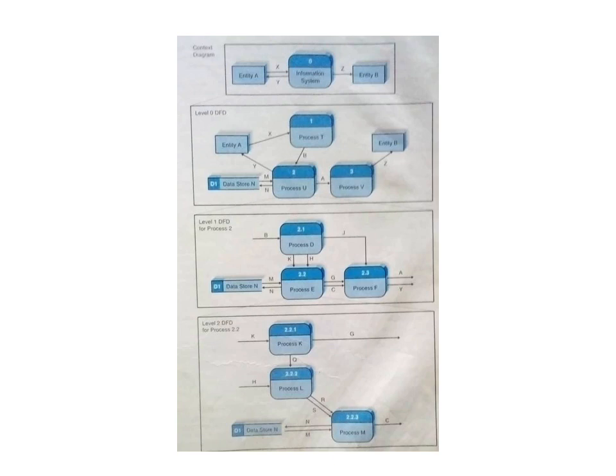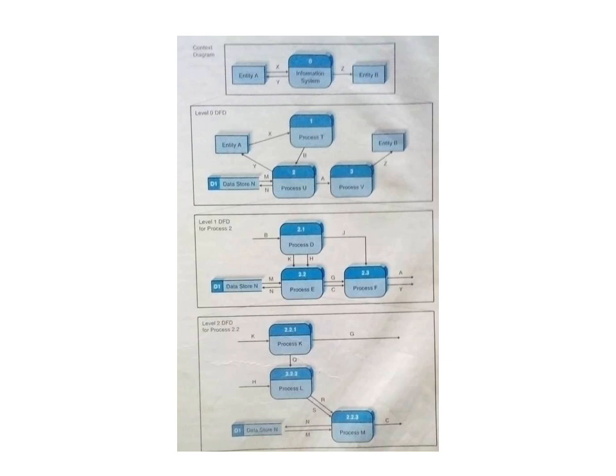So at this level, you can have different fragments of each of the processes in the level 0 diagram. But this is only necessary if there is a process in the level 0 that needs to be exposed further. Like you can see here, process 2, which is process U, is further decomposed in the level 1 diagram. That is why you have it as level 1 DFD for process 2. In the same manner, you can have level 1 DFD for process 1 or process 2, and so on and so forth, as the case may be.